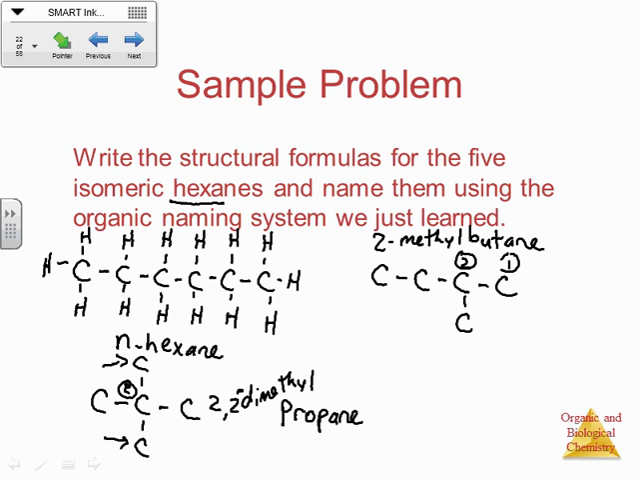Now, notice in each one of these, there are 6. Wait a second. No, there are not. That's why I was having trouble. Okay, so all of a sudden, I started going to a 5-carbon system instead of 6. So sorry about that. Oh crap.